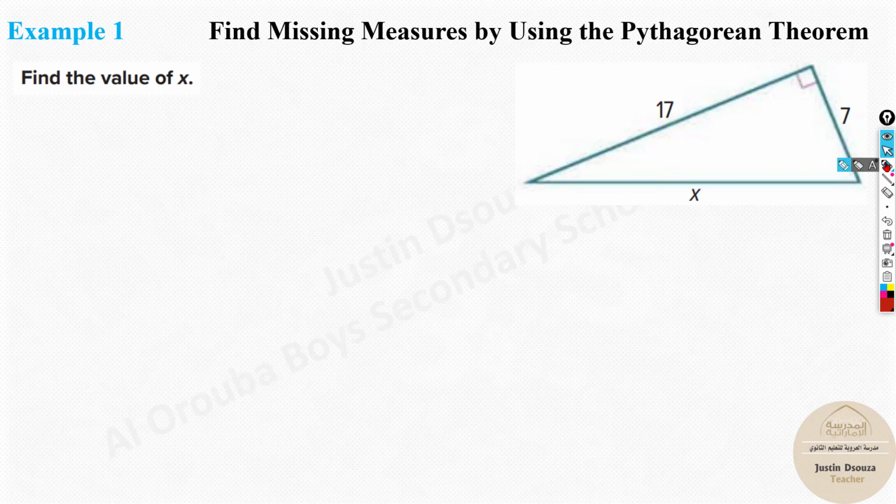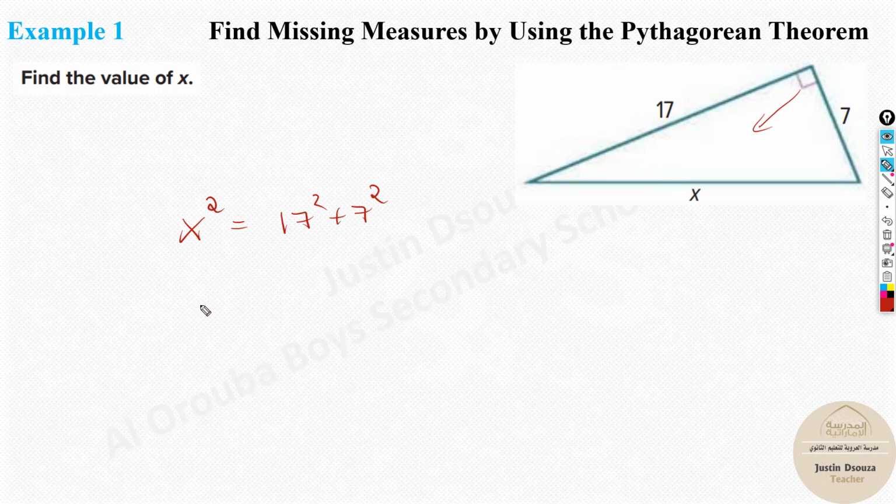First of all, you need to understand what the hypotenuse is. Here, 90 degrees is this, so opposite to it, that's the hypotenuse, that's x. The theorem says the hypotenuse squared, the longest side squared, will be equal to the other two sides. X squared will be equal to 17 squared plus 7 squared.